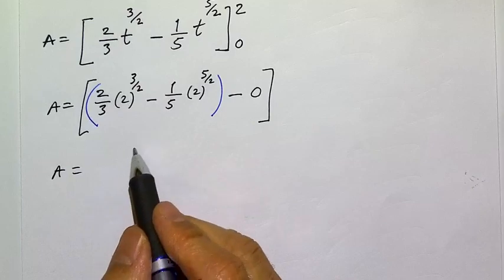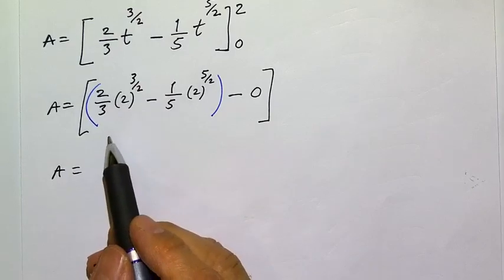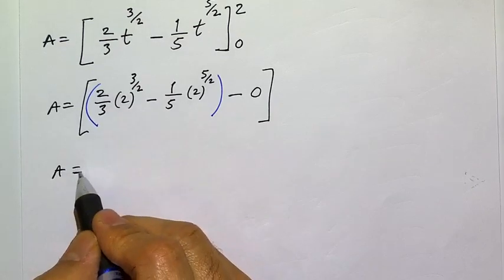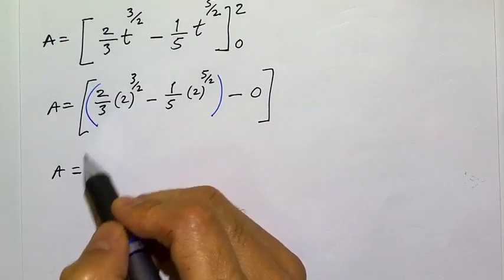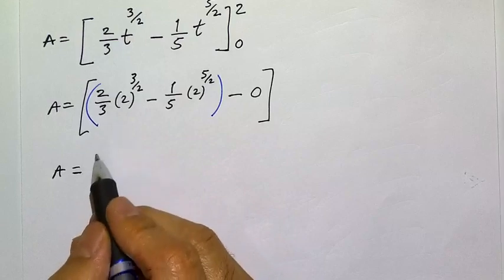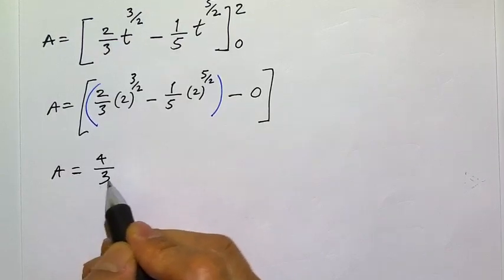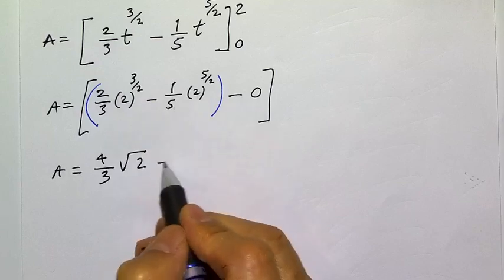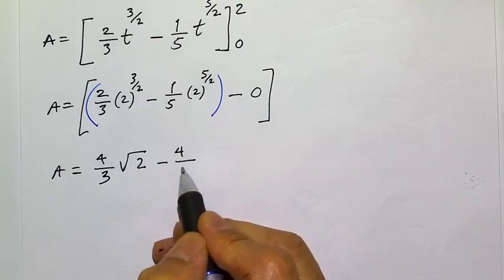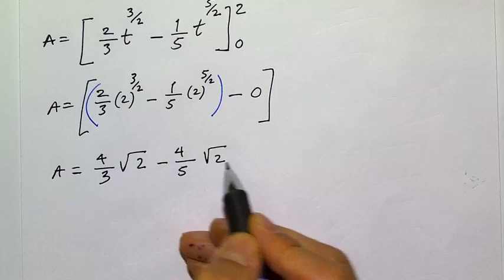So now we have, what do we get? So these are the numbers I have. You can use your calculator, of course, to do this and verify these numbers. But a equals 4/3 times square root of 2, and then minus 4/5 square root of 2.